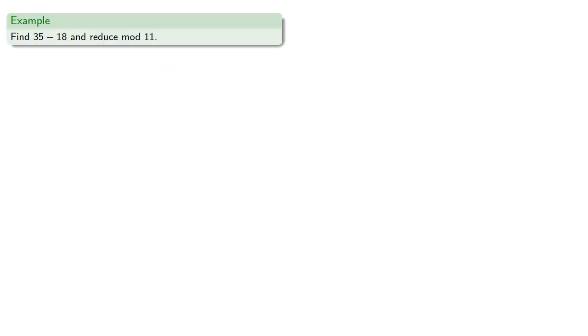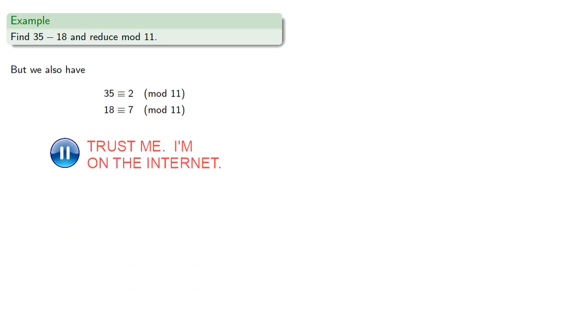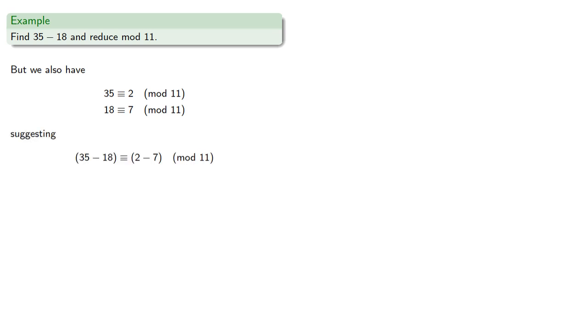Let's try an example. We could find 35 minus 18 and reduce mod 11. So 35 minus 18 is 17, which we can reduce to 6 mod 11. But we also have 35 congruent to 2 and 18 congruent to 7. And this suggests that 35 minus 18 is congruent to 2 minus 7, which is negative 5.